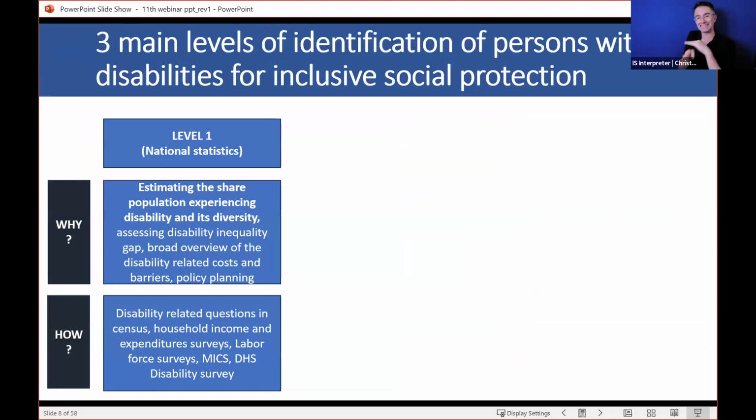So with all the conversations we had with you and with many colleagues, we have identified three main levels of identification of persons with disabilities for inclusive social protection. The first level is really at the level of national statistics. We are talking about the census, labor force survey, household income and expenditure surveys, where we have a question on disability. Why? To have an estimate of the share of the population experiencing disability and its diversity, understanding the disability inequality gap, and having a broad overview of some of the disability-related costs and barriers. Those statistical data can help for policy planning and for advocacy.